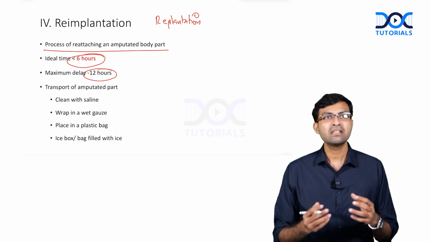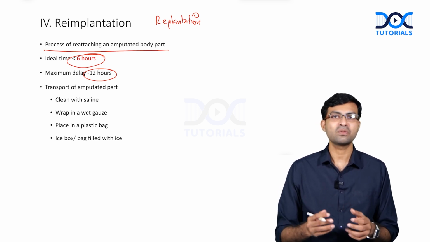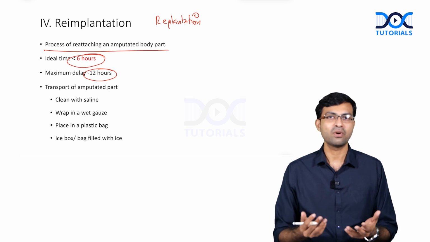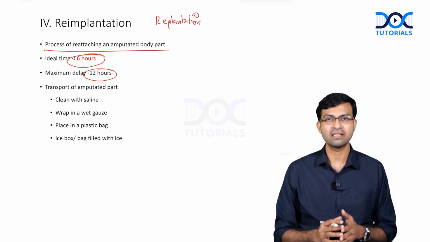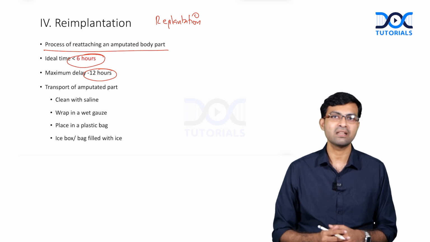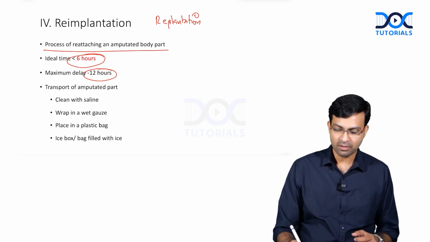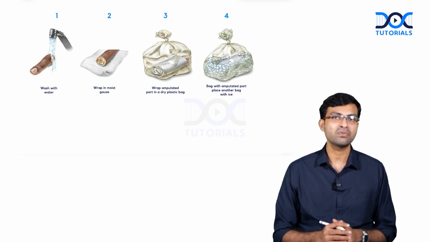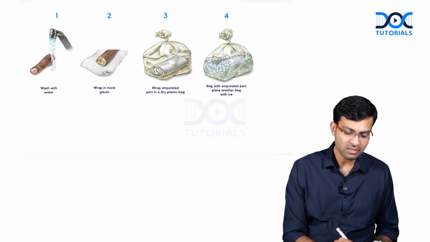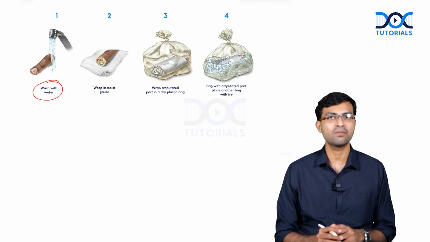Okay. So imagine a condition where you are working in a small hospital and a patient comes to you with an amputated limb or an amputated finger or something like that. Now you have to send the patient to a higher center for reimplantation. How will you send the amputated part? See, there is a series of steps that you have to take. First, you thoroughly wash the cut part, finger or amputated limb, with water and normal saline. You remove all the debris from it.